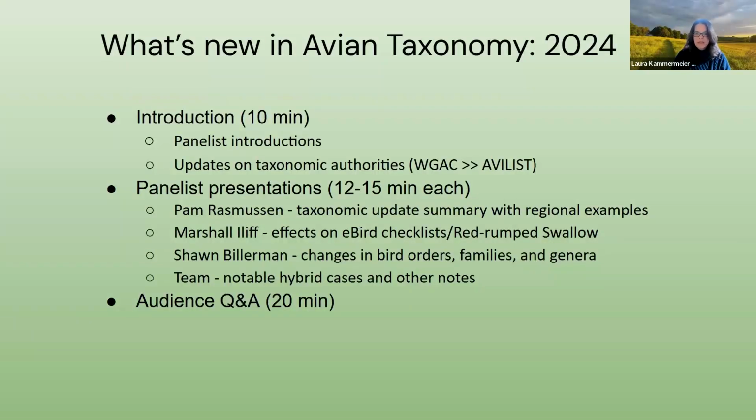So what's new in avian taxonomy? We're going to approach this webinar in 3 parts. We'll start with a little introduction, and then each panelist will have about 15 minutes for their presentations. Pam is going to give us a brief taxonomic summary with regional examples. Marshall is going to discuss the effects on our eBird checklist and discuss a bit about the red-rumped swallow and some other topics. And Shawn is going to talk about changes in bird orders, families, and genera.